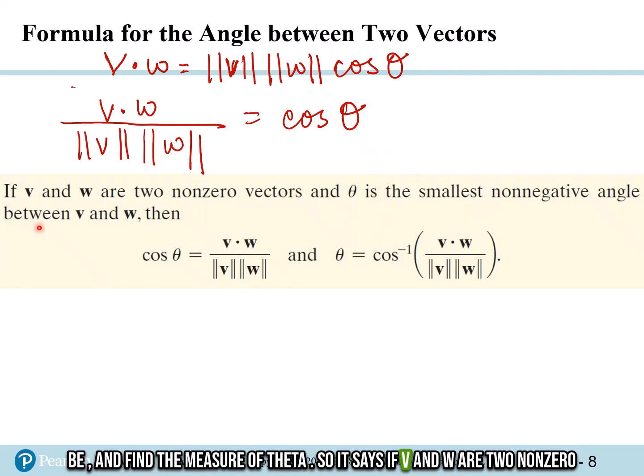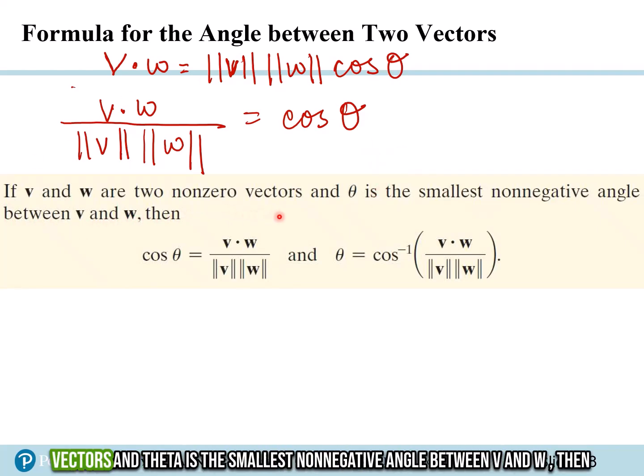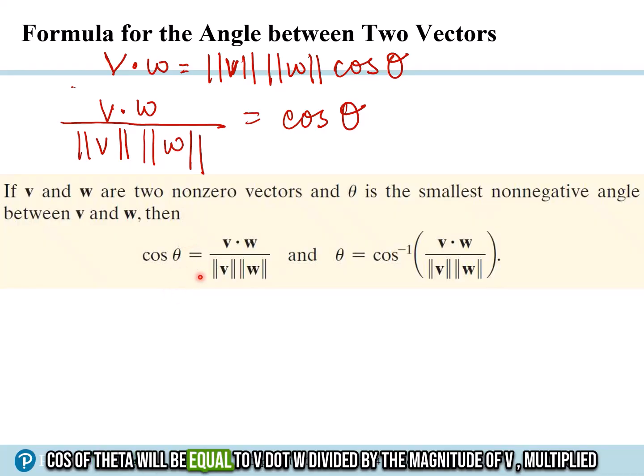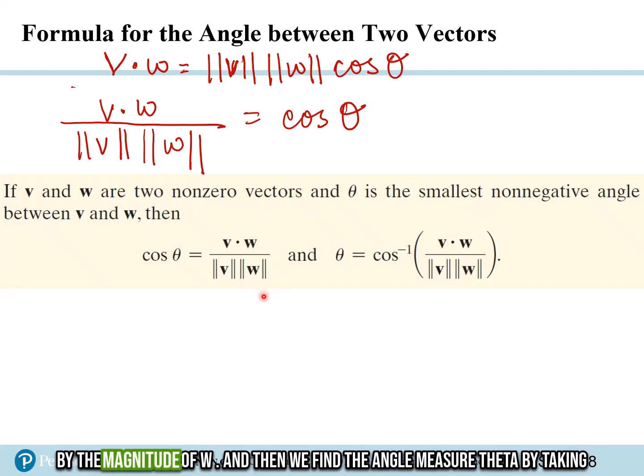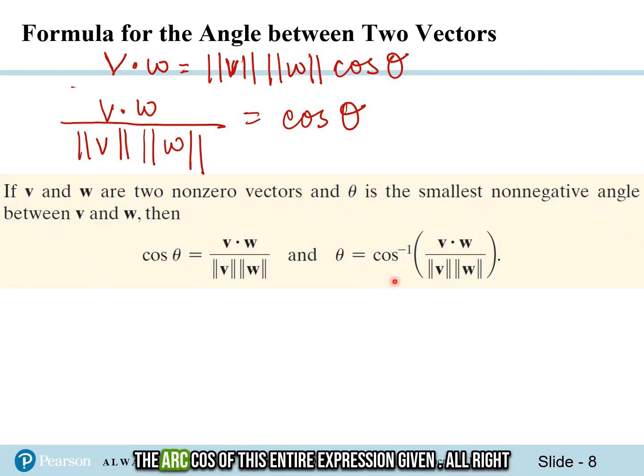So it says if v and w are two non-zero vectors and theta is the smallest non-negative angle between v and w, then cos of theta will be equal to v dot w divided by the magnitude of v multiplied by the magnitude of w, and then we find the angle measure theta by taking the arc cos of this entire expression given. All right?